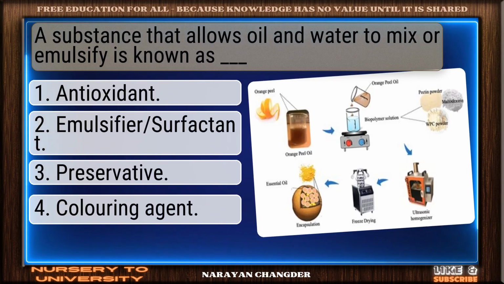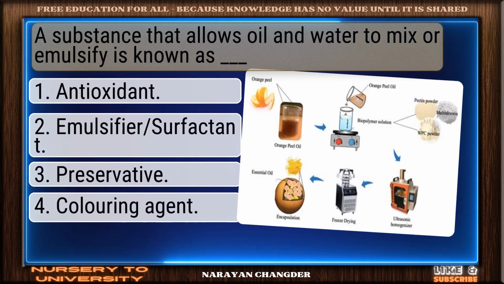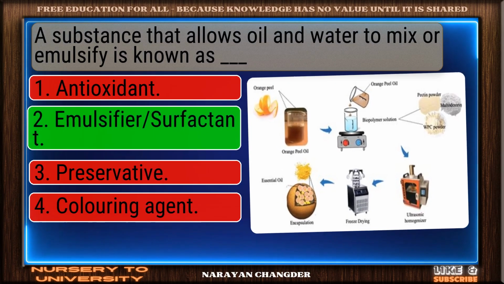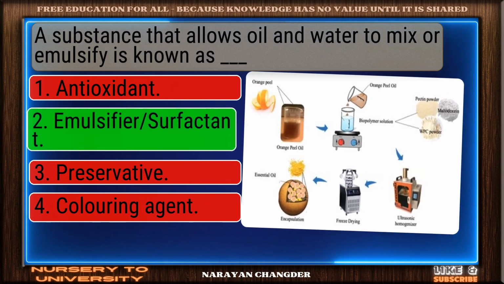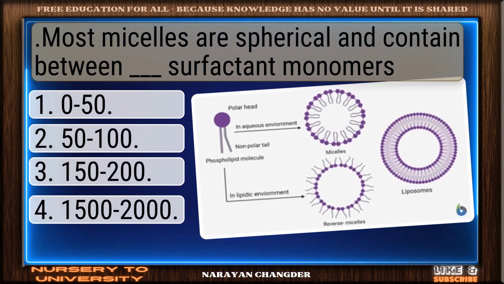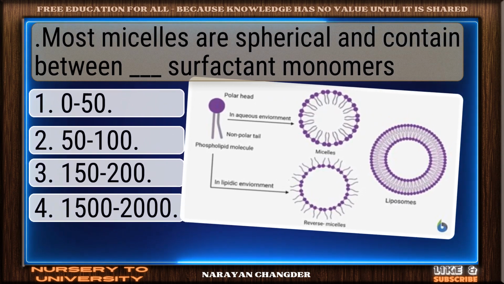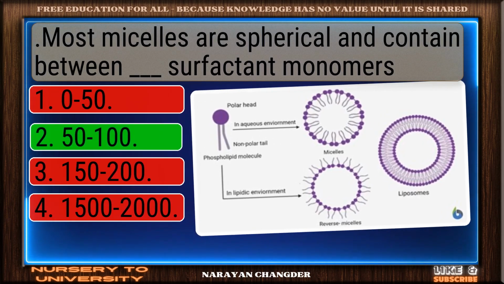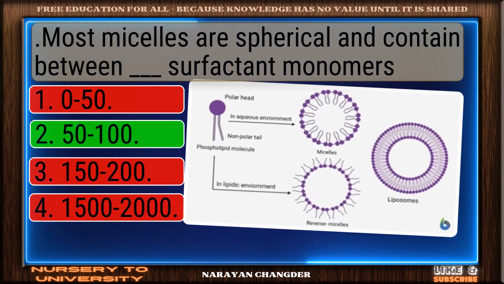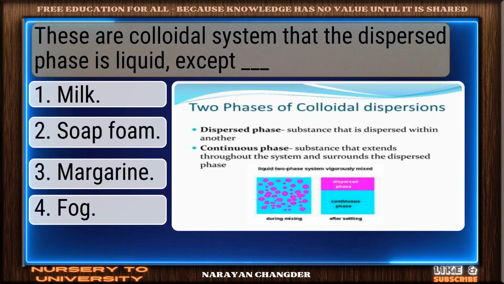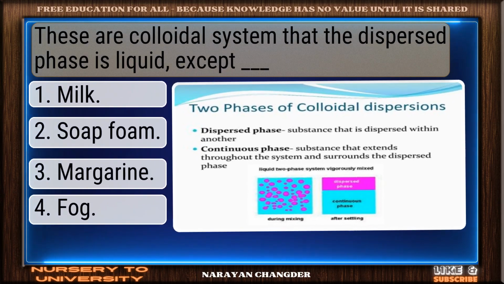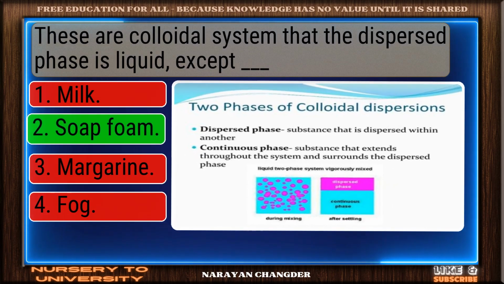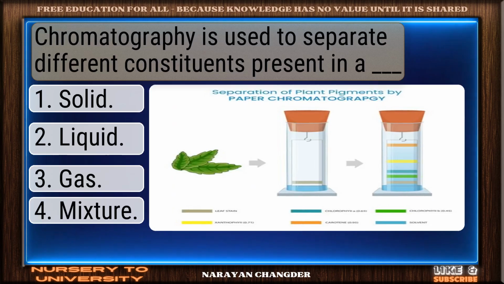A substance that allows oil and water to mix or emulsify is known as dash. Well done. Emulsifier, surfactant, is the right choice. Most micelles are spherical and contain between dash surfactant monomers. Perfect. 50 to 100 is the correct choice. These are colloidal systems where the dispersed phase is liquid, except dash. Sharp thinking. Soap foam is the right choice.